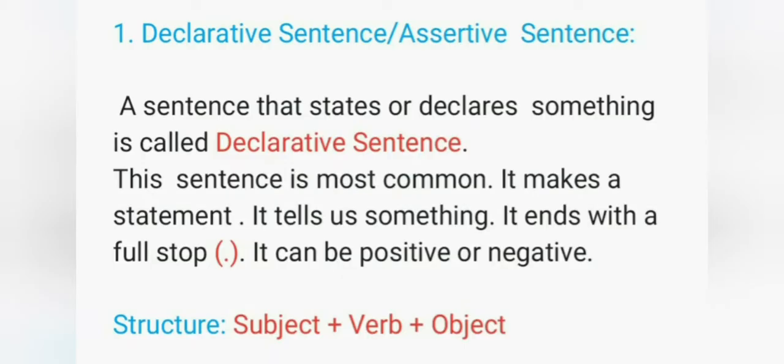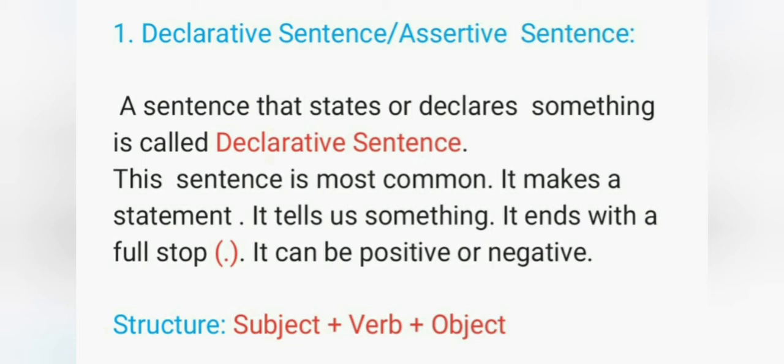Now it's time to explain all these. First one is declarative sentence, that is also known as assertive sentence. A sentence that states or declares something is called a declarative sentence. And students, this is the most common sentence. We mostly use this kind of sentence. It makes a statement, it tells us something. Most important thing, it tells us something.